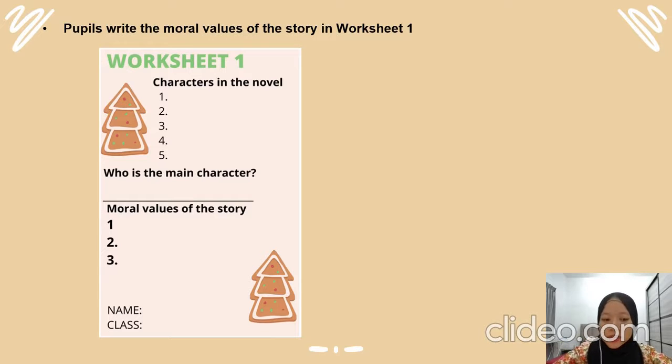So the moral values that they can give for this story is, the first one is, do not easily trust people. And also the second one is to be careful in everything we do, especially when they are still young kids. They need to be careful, do not easily trust people, and they need to be smart when they do something. All right, so these are the moral values, and they need to complete the worksheet that I've given.